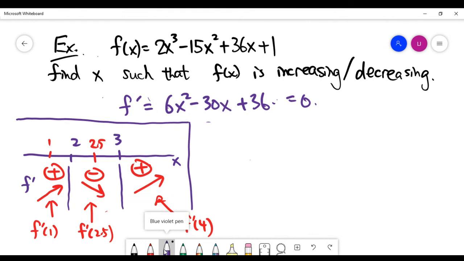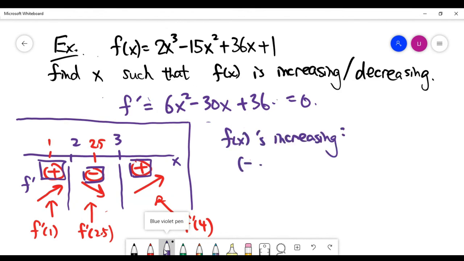To answer whether f is increasing or decreasing, we need to focus on f prime for each interval. For the left interval and the right interval, f prime is positive, which means that f of x is increasing. So we can write it down here. f of x is increasing for the left interval, which is minus infinity to 2, or the right interval starting with 3, so it's 3 up to infinity.